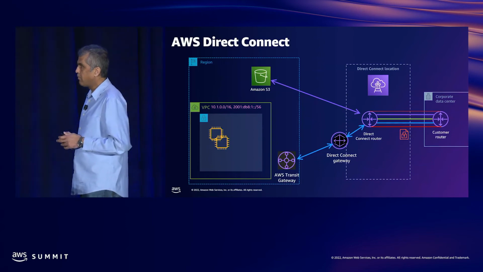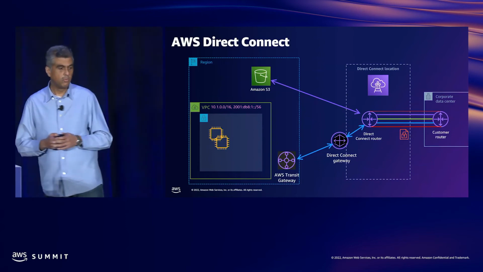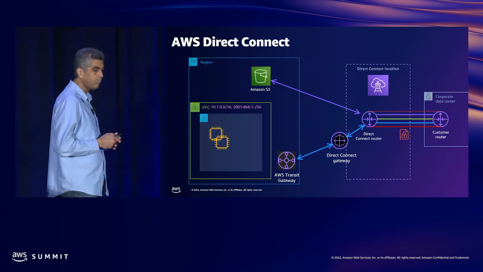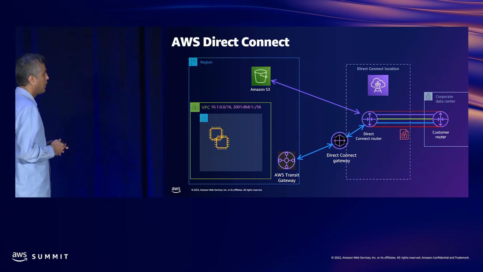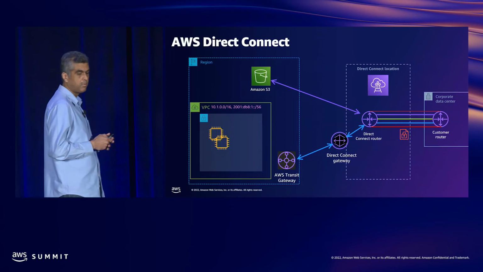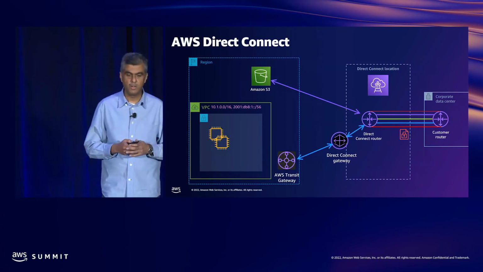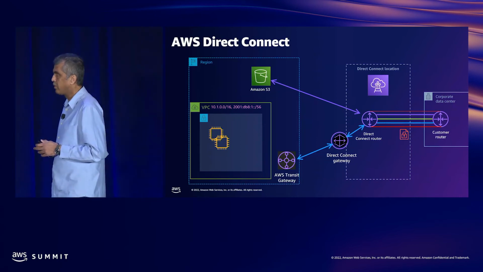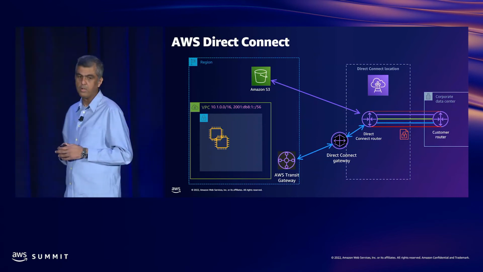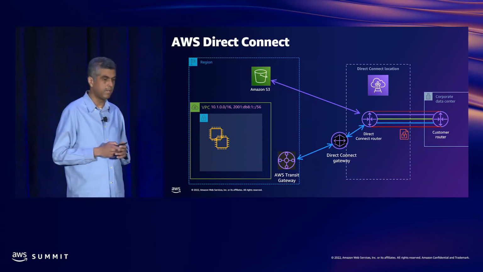Optionally, if you have a compliance requirement to have encryption, you can also order MACsec encryption, which is native layer 2 encryption over this physical connection, which is available in select Direct Connect locations for 10 and 100 gig dedicated connections.